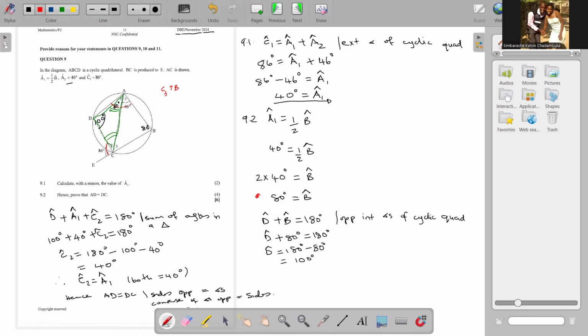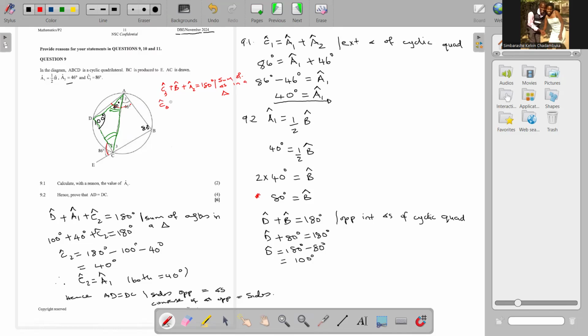plus B plus A2 must be equal to 180 degrees. What was the reason for that? Then the reason they are going to say is sum of angles in a triangle, because we are concentrating in triangle ABC. These are sum of angles in a triangle.